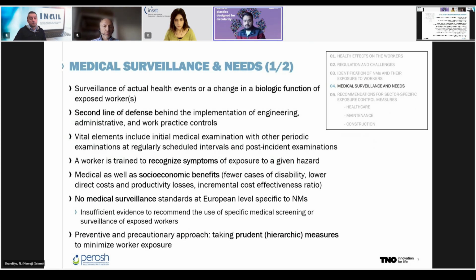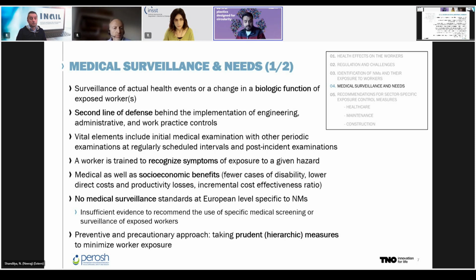Then we come to the medical surveillance and what sort of needs do we have regarding the current status of the medical surveillance. So medical surveillance targets actual health events or a change in a biologic function of an exposed worker. It is considered as rather a second line of defense behind the implementation of engineering, administrative, and work practice controls. The elements of a medical surveillance program generally include initial medical examination with medical and occupational history of the worker, then periodic examinations at regular scheduled intervals, and finally, post-incident examinations.